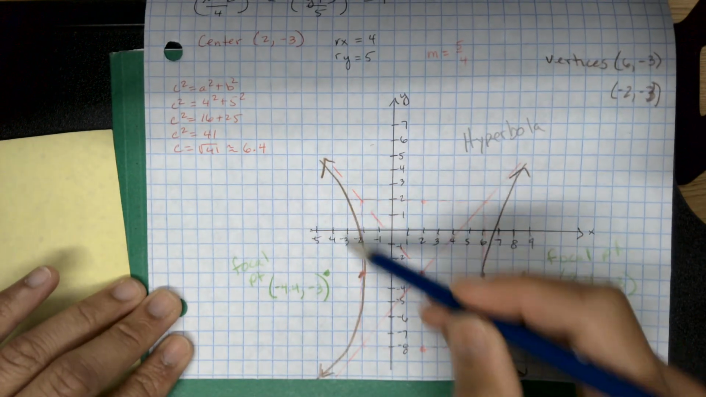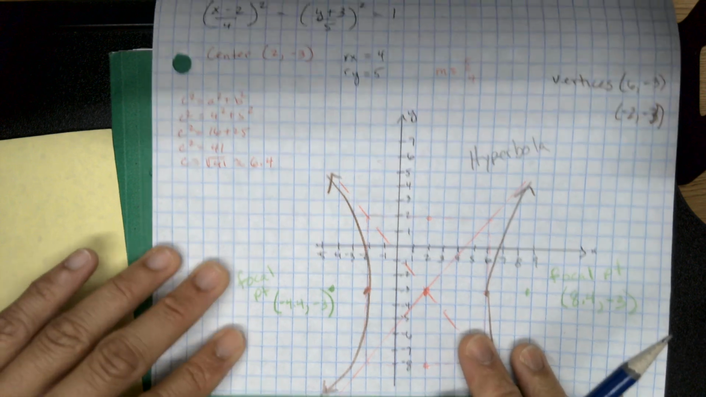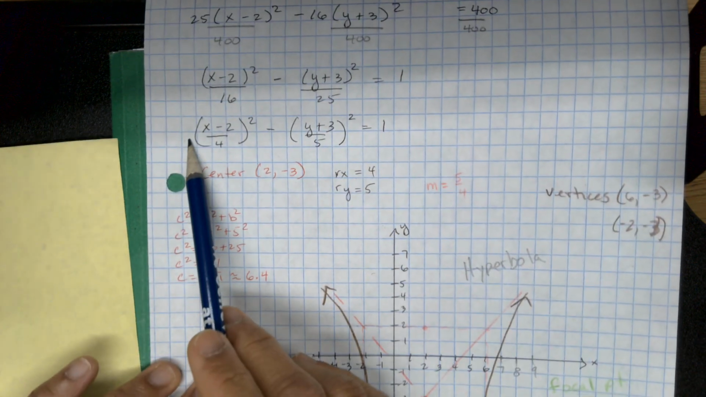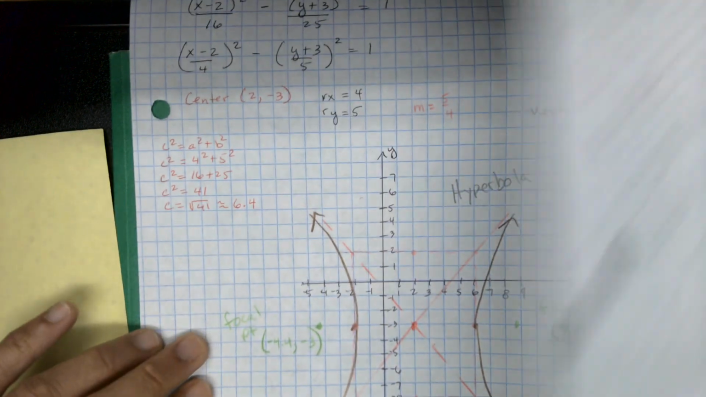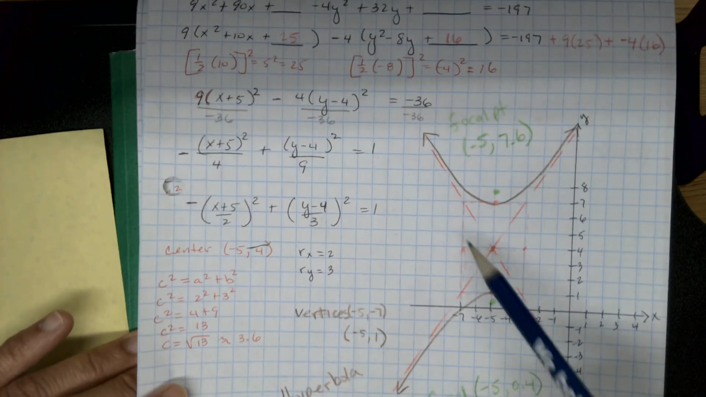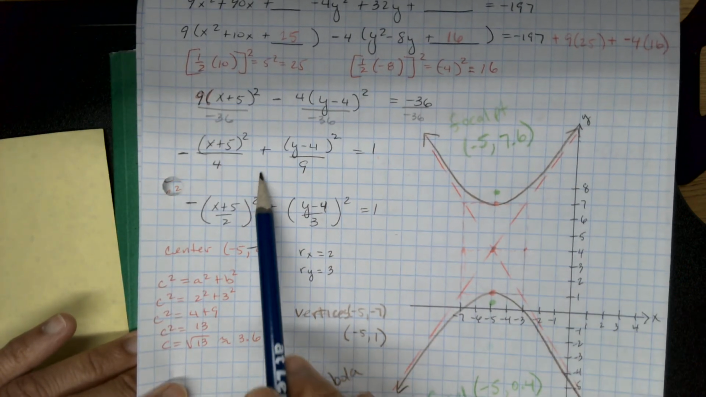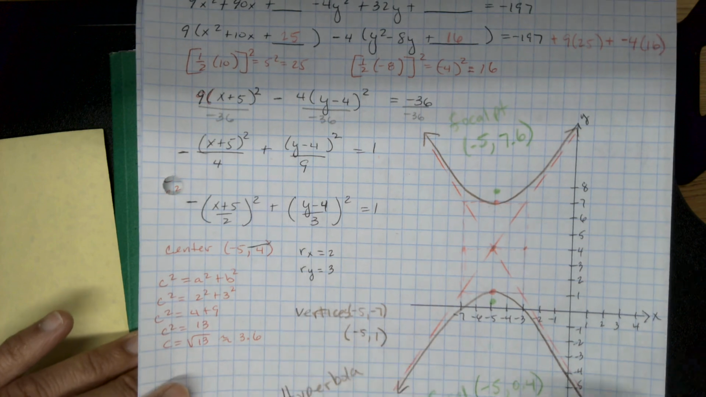Again, the reason why the cups opened left and right is because the coefficient of x was positive. The reason why the cups opened up and down is because the coefficient of y was positive.